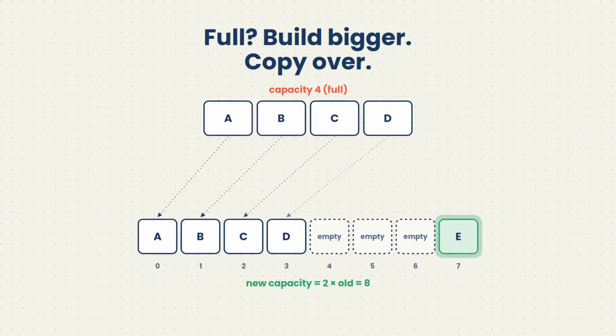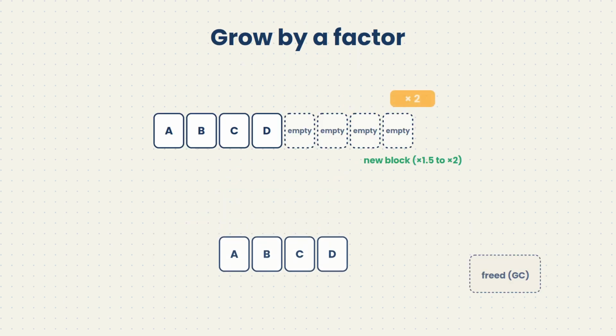But what happens when the array is full and you add one more? It cannot stretch the existing block because the memory right after it may already be used. So it allocates a brand new, larger block, copies every existing element across, adds the new element, and switches to using the new block. How much bigger does it get?